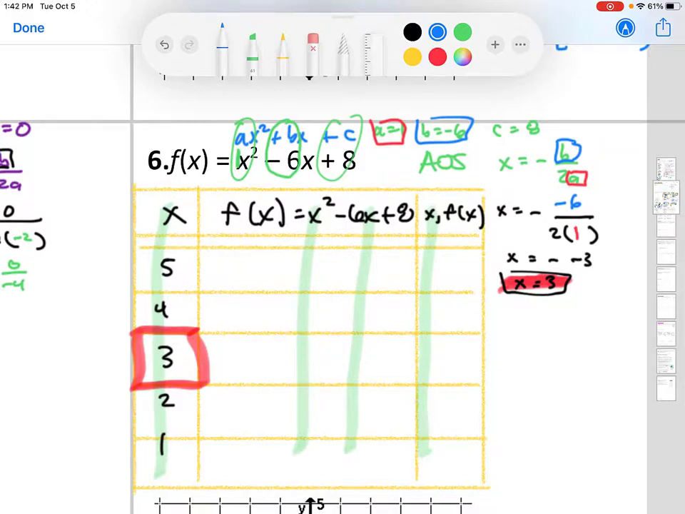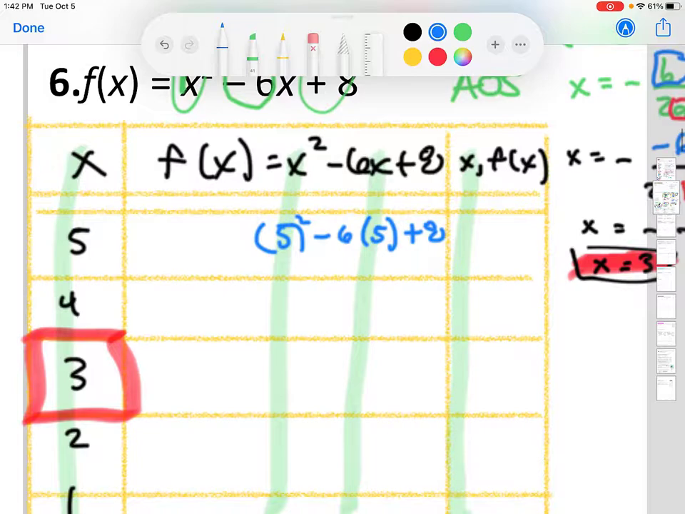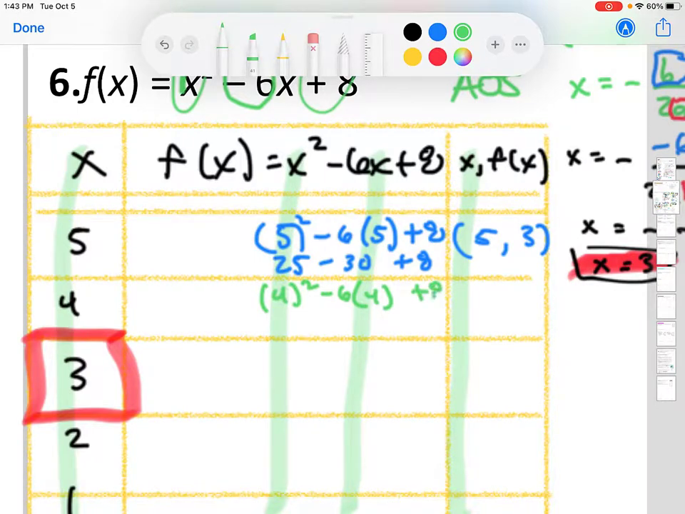Okay, so x value is 5. So 5 squared is 25 minus 30 plus 8. So negative 5 plus 8 is 3 is my answer. The x value you put in there is 5. 5 comma 3 is our answer. Here we're going to put in 4 for our x value. 4 squared is 16 minus 24 plus 8. 16 minus 24 is negative 8. Negative 8 plus 8 is 0 is my answer.